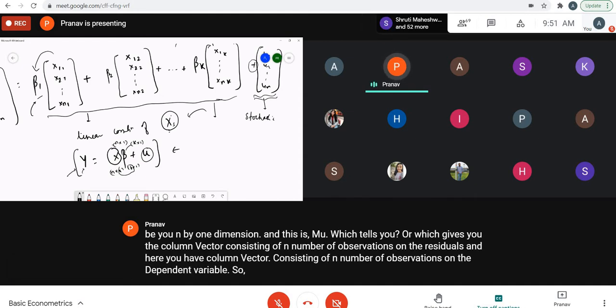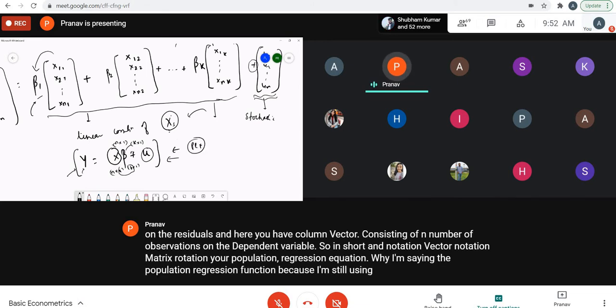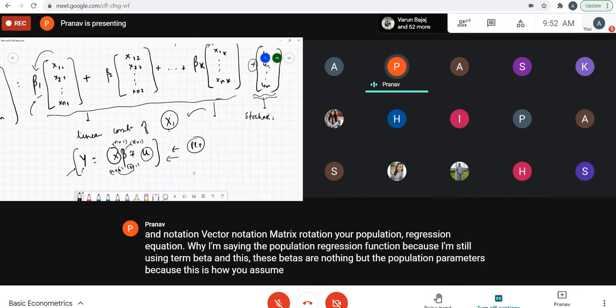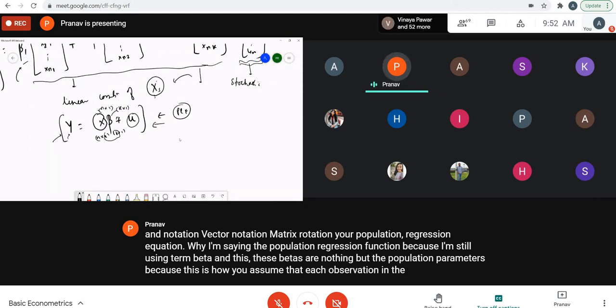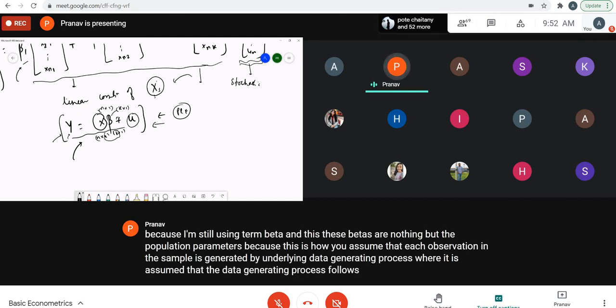So in shorthand notation, in vector notation, in matrix notation, this is your population regression equation. Why am I saying the population regression function? Because I'm still using the term beta, and these betas are nothing but the population parameters. Because this is how you assume that each observation in the sample is generated by an underlying data generating process, where it is assumed that the data generating process follows this model, a linear model.